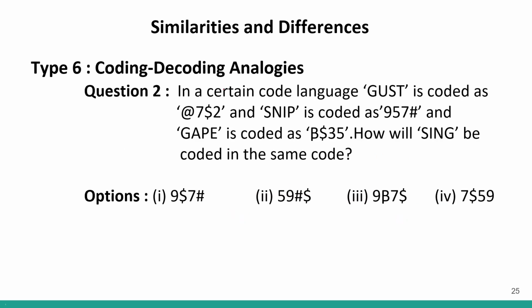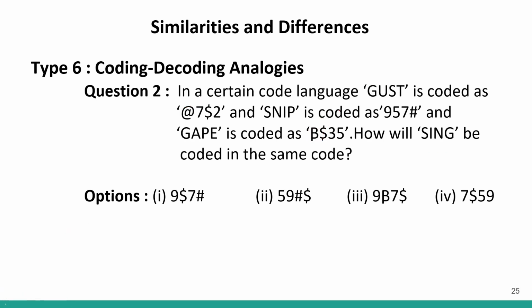Now, in a certain code language, the gust is written as this, snip is written as this, and we have to find the code of sing. Now, first, let us see if they are in the same order. For example, G is coded as @. So, G over here, we should have @, but this is not the case. That means they are not in order. So, we have to find out.